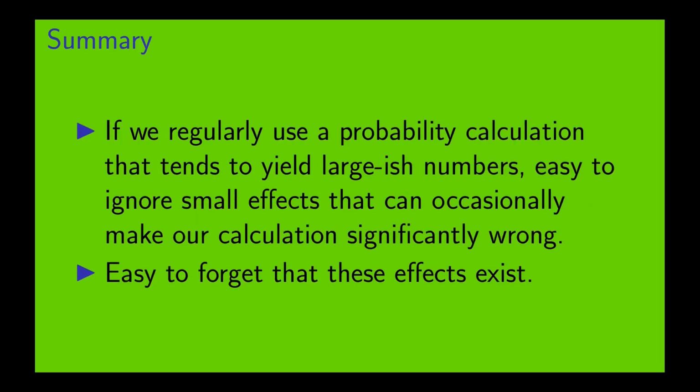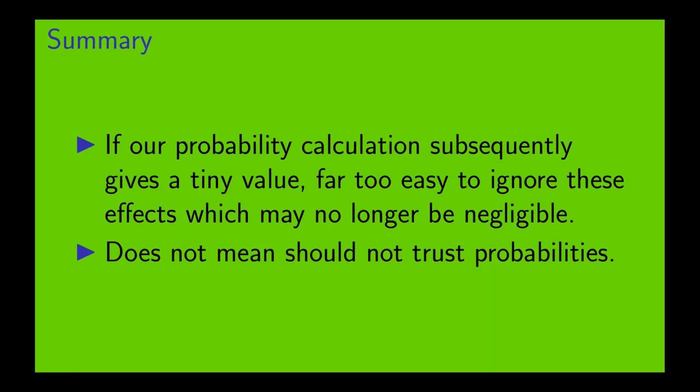If we regularly use a probability calculation that tends to yield largish numbers, it is easy to ignore small effects that can occasionally make our calculation significantly wrong. And if we ignore these effects long enough, it's easy to forget that they even exist. If our probability calculation subsequently gives a tiny value, it is far too easy to ignore these effects, which may no longer be negligible. This doesn't mean that we should distrust probabilities.